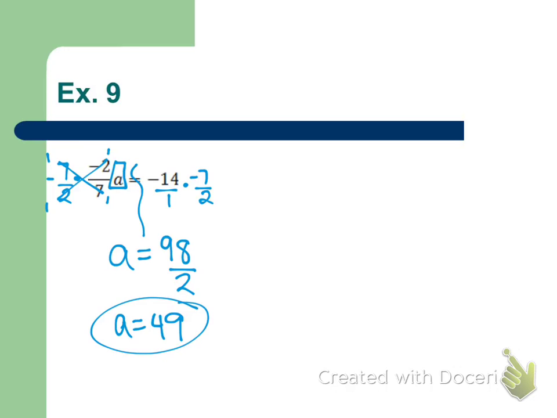Now, if you have a calculator and you know how to type in all these fractions, you can go straight to the answer. Most calculators will do that for you.